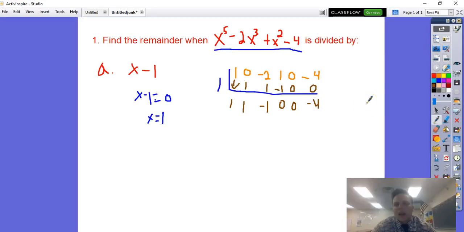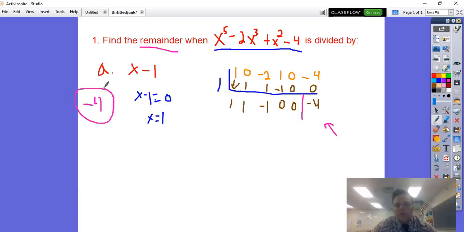Awesome. Now, all these numbers right here mean something. The very last number, every single time, is our remainder term. So in other words, to answer this specific question, find the remainder, it is just negative 4. We could finish this problem and just say, bam, the remainder is negative 4.